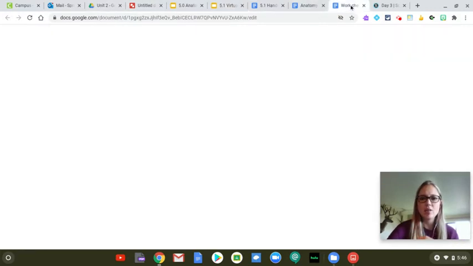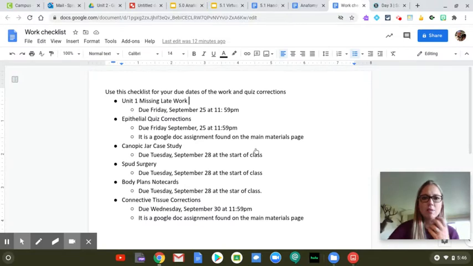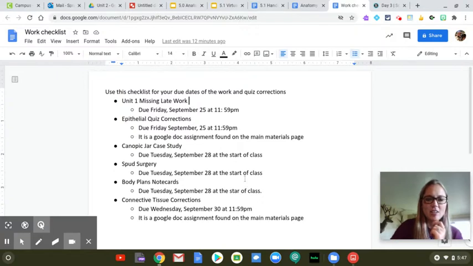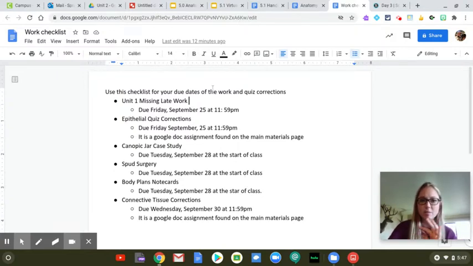And then the other thing for you guys is I know we've had a lot of work that I've assigned. And so I just want to clarify due dates for you guys. So Unit 1, any missing late work. Any work that you guys are missing from this Unit 1, so anything that's currently in the gradebook, if you are missing it, then you need to turn it in by Friday night at midnight. So remember, for me to know to grade it, you guys need to fill out the Google form in our class resources folder on Schoology.